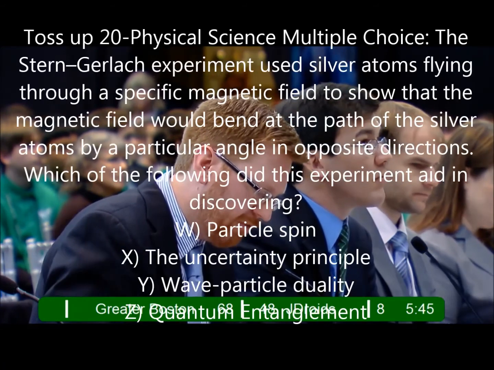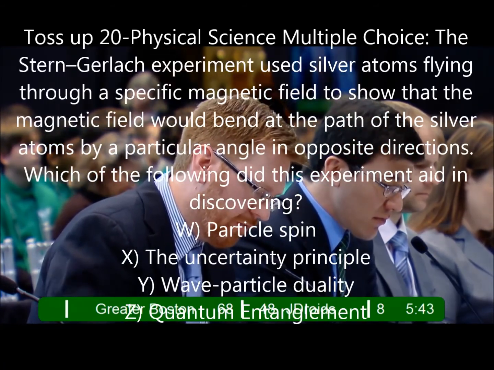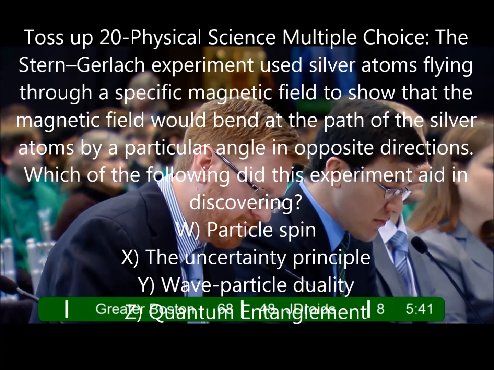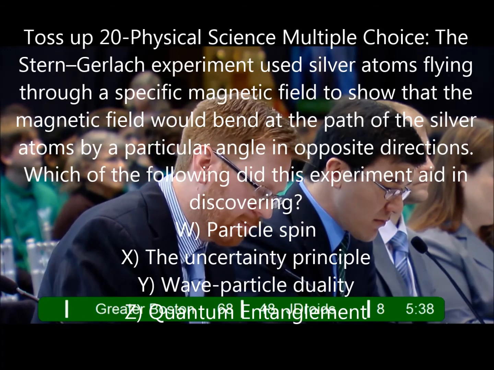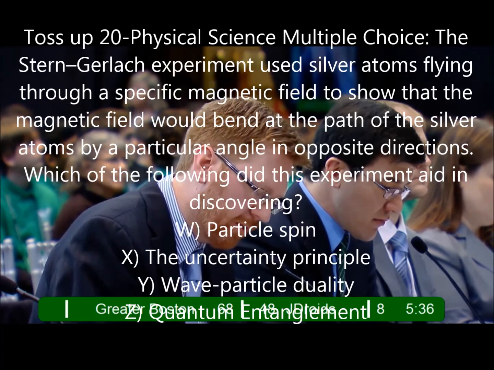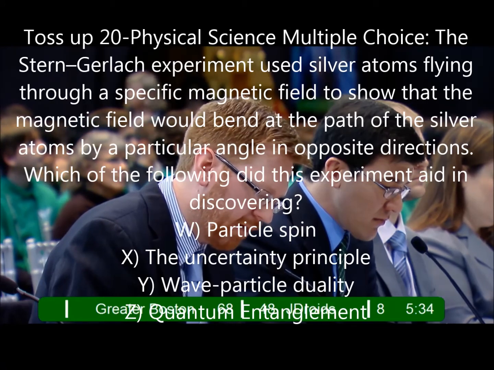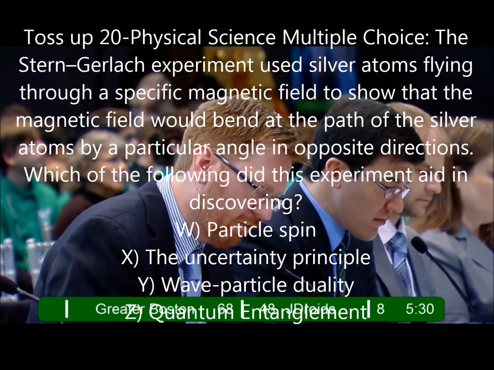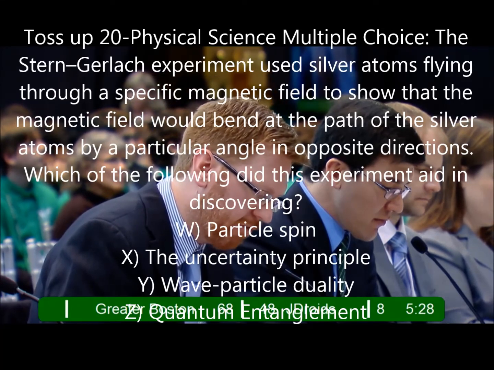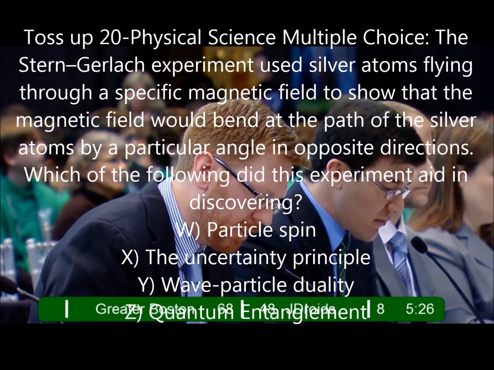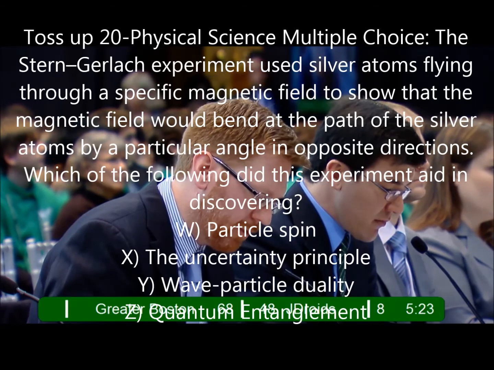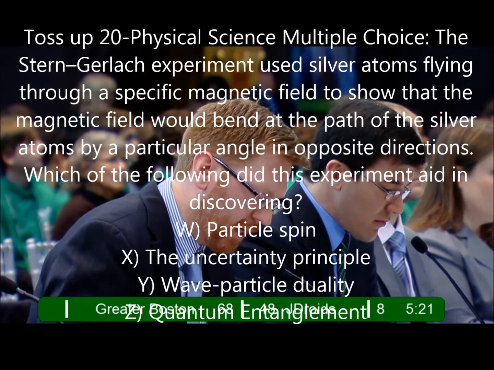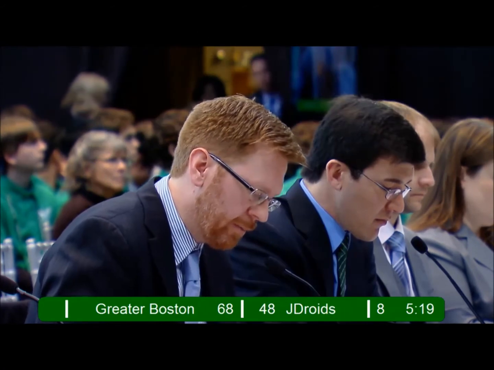Toss-up 20, physical science, multiple choice. The Stern-Gerlach experiment used silver atoms flying through a specific magnetic field to show that the magnetic field would bend the path of the silver atoms by a particular angle in opposite directions. Which of the following did this experiment aid in discovering? W, particle spin, X, the uncertainty principle, Y, wave-particle duality, Z, quantum entanglement.